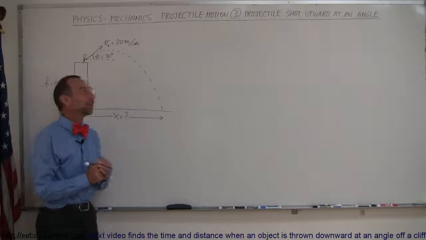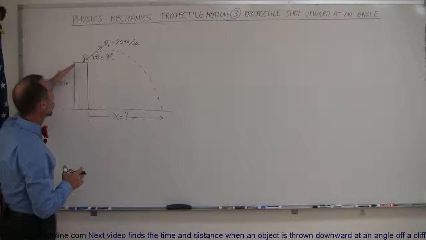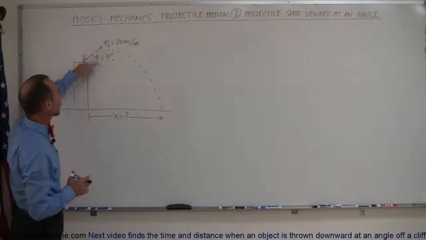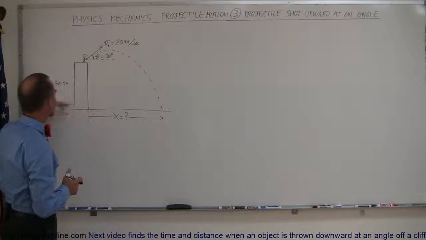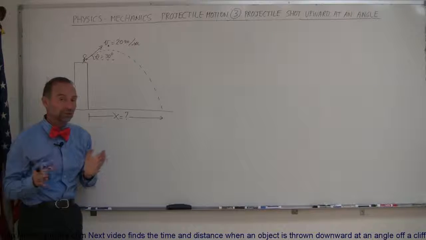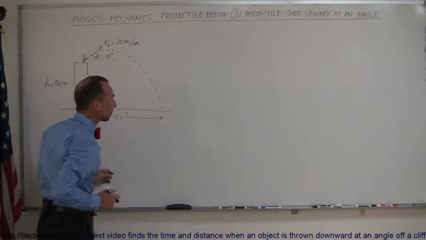In our next example, we're going to take an added component to our problem where we're going to shoot the projectile upward at an angle of 30 degrees with the horizontal at an initial velocity of 20 meters per second, still from an initial height of 50 meters. The question still remains, how far will the projectile go in the x direction before it hits the ground?